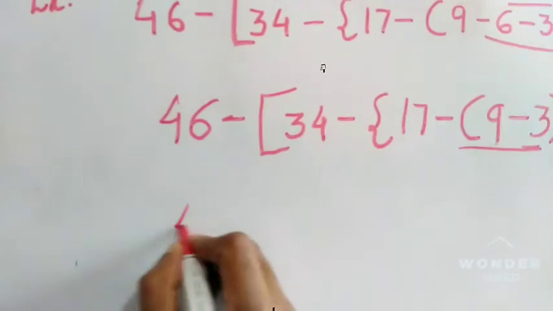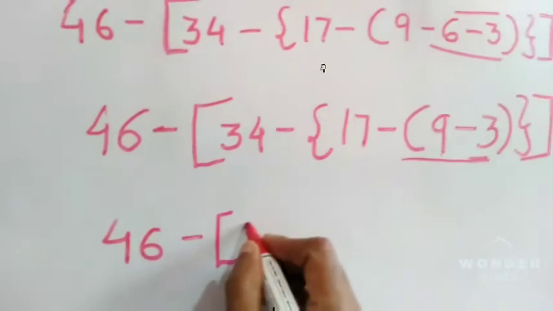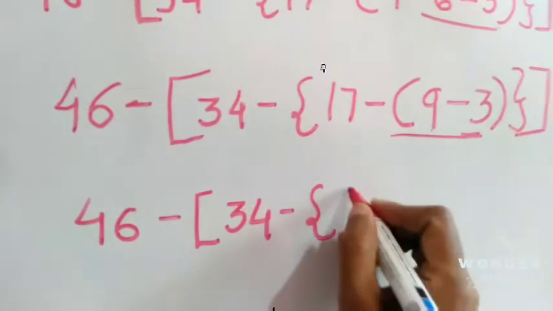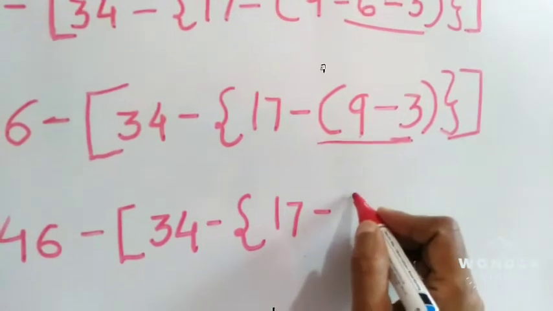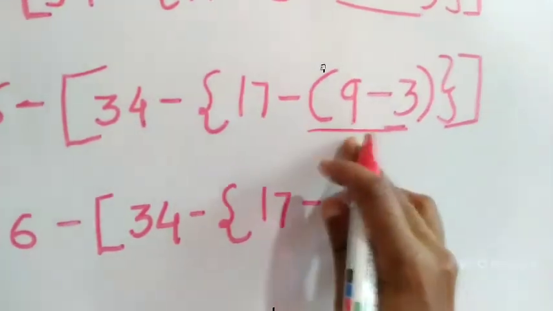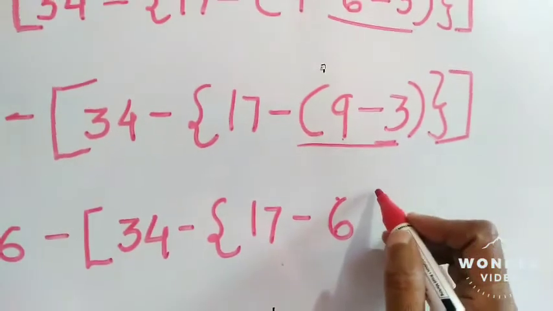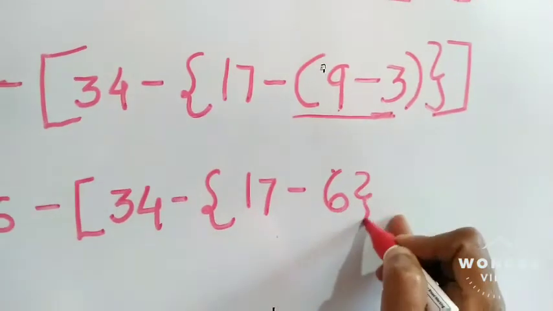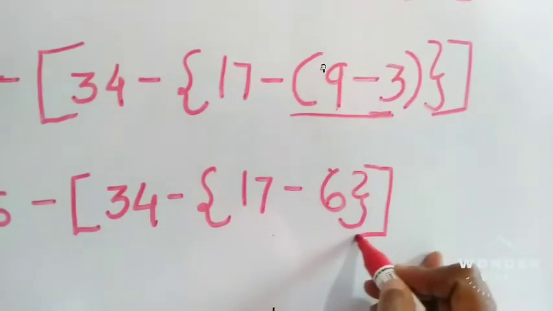So the procedure is the same. The remaining numbers, when we are not operating anything with them, will be written as they are. We will not remove the brackets also. 17 minus. Now what is 9 minus 3? 9 minus 3 is 6, and I am writing it. Now I can remove this bracket because I have solved it. So I will write 6 here, and as we have removed this bracket, I will close with the curly bracket, and finally the square bracket.